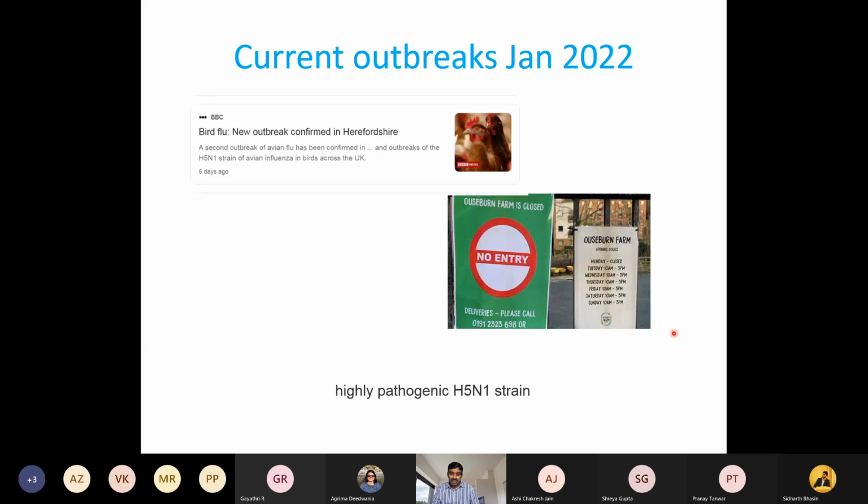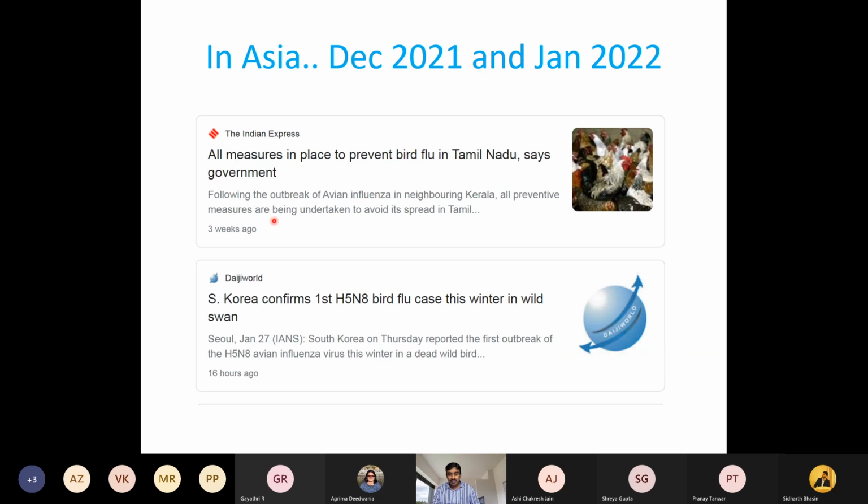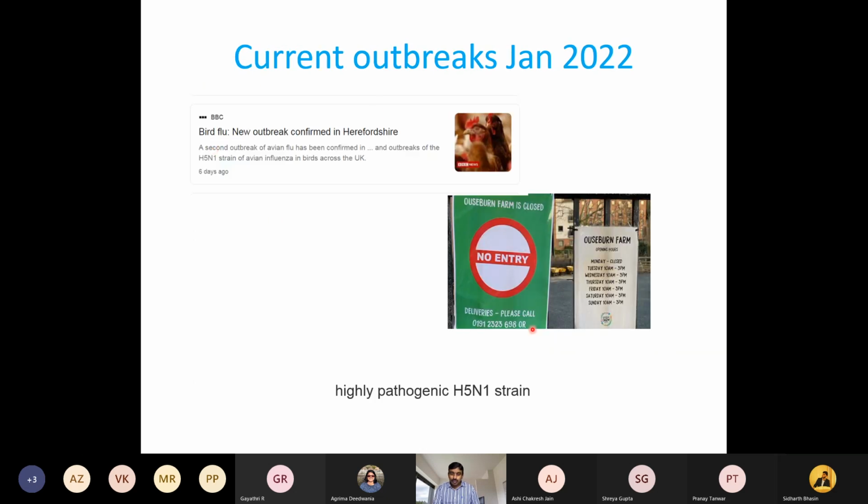And this is the H5N1 strain that is happening in the birds. Birds are dying. So what do we do if this happens? I'm going to tell you that also in a bit. So this is a current outbreak in the UK.